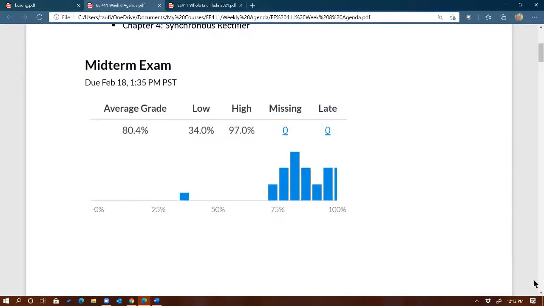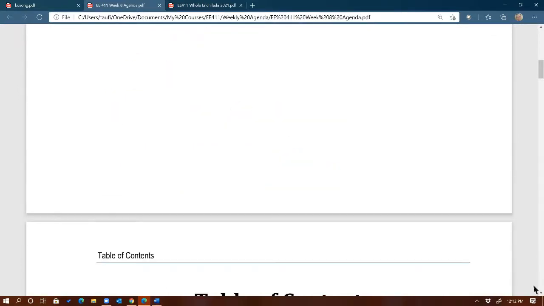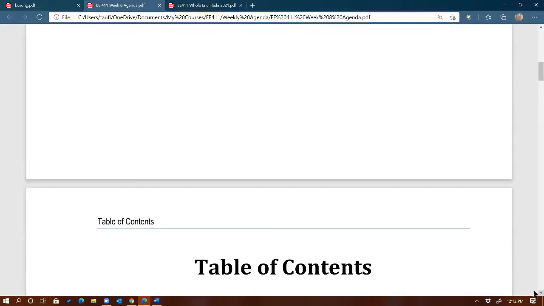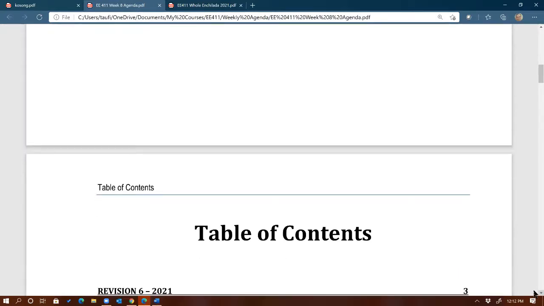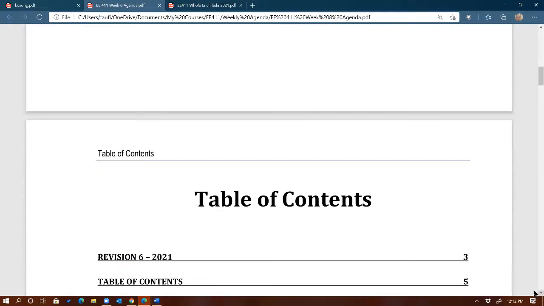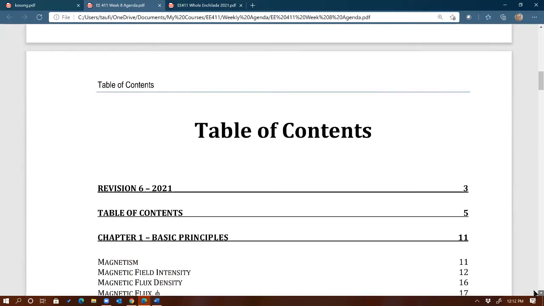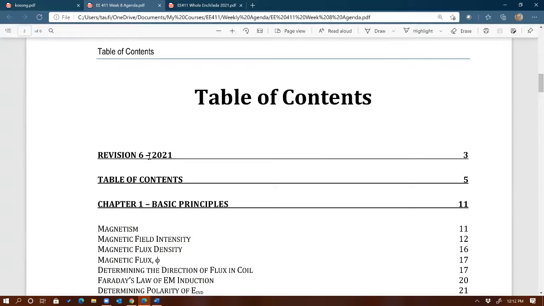All right, and then a couple of you asked about EE433 that I'll be teaching next quarter. So I'm including the table of contents of the book for next quarter, and this should also be posted on Canvas in case you are interested in knowing what is covered in that class.